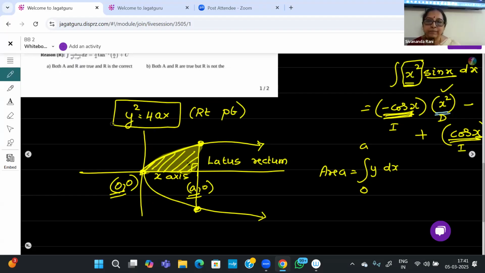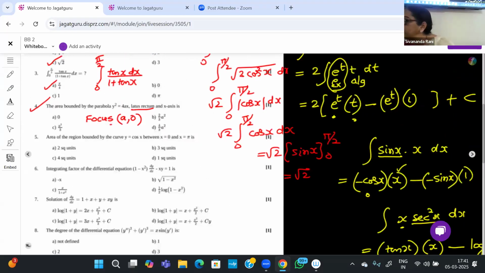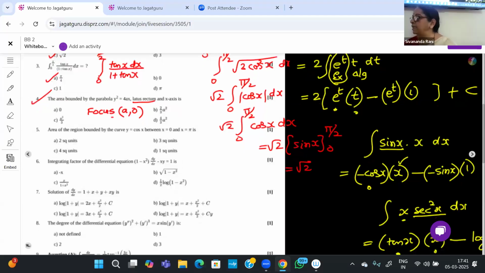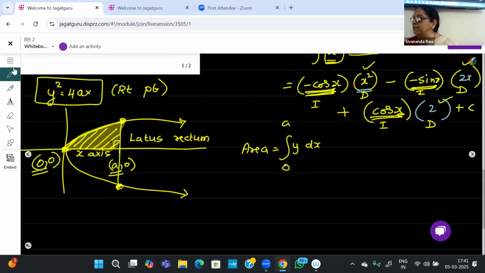What did you get? I think even last year board exam, the problem was regarding a parabola only. So you should know how to integrate it. 4a square by 3. 4a square by 3, ma'am. I think there is an option like that. Yeah, maybe you're right. So let's verify that.